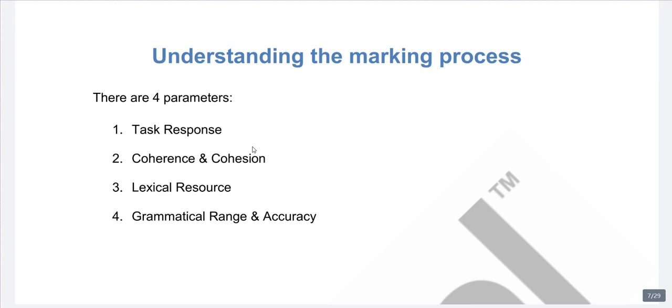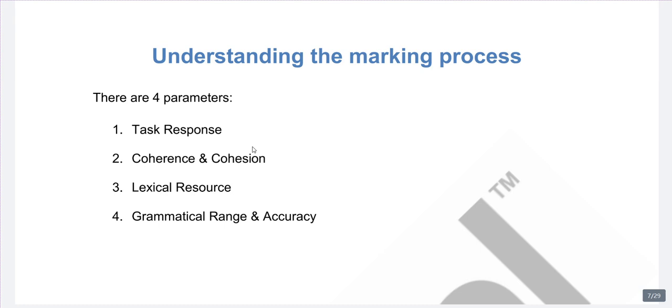These are the four parameters on which your writing is assessed, and all four are equally important. It's not like task response is more important than the other three or vice versa. Task response is 25% of your total marks. Coherence and cohesion are also 25% of your total marks. Similarly, lexical resource and GRA are 25% each of your total marks.